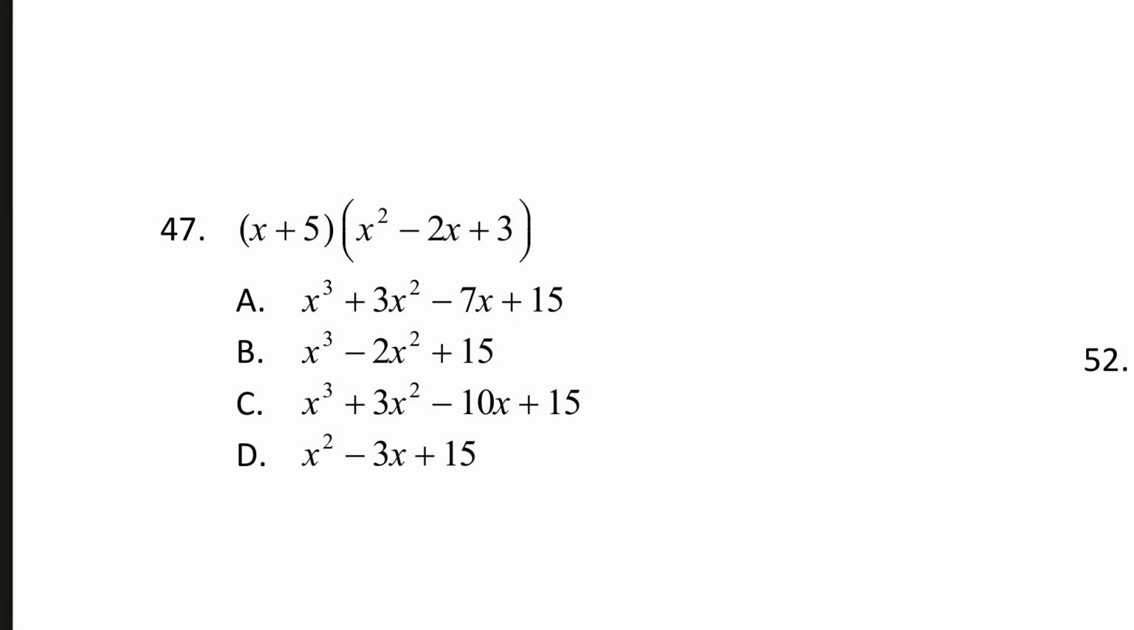Oh, here we have a binomial times a trinomial. All right, this is the real reason why I do my distribution the way I do, and I don't use FOIL. Not that there's anything wrong with FOIL, but it honestly doesn't work for question number 47. But my way does. Everything in the first one times the entire second term. Plus 5 times the entire second term.